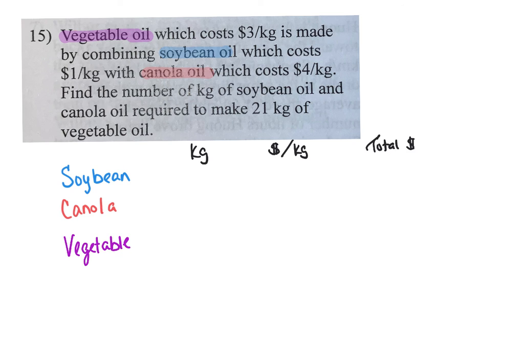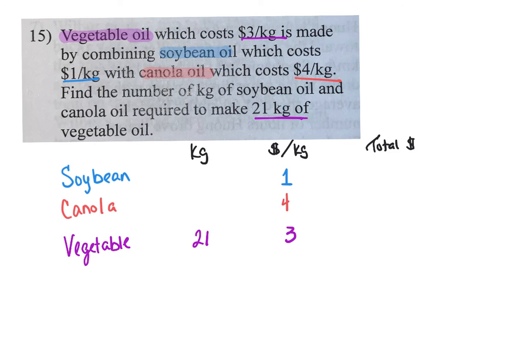So soybean cost $1 per kilogram. So that's what we're going to put right here. Canola cost $4 per kilogram. And our vegetable cost $3 per kilogram. So we know all of our dollar amounts here. All right. We also know the total of the vegetable oil, which is 21. We do not know the two other ones.